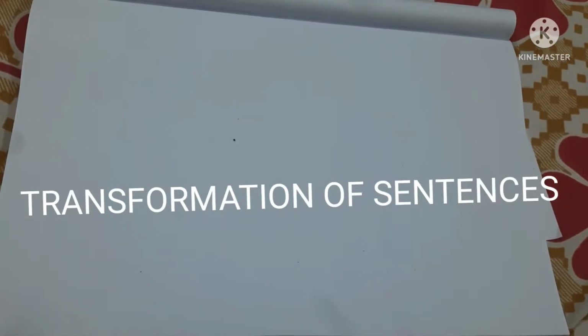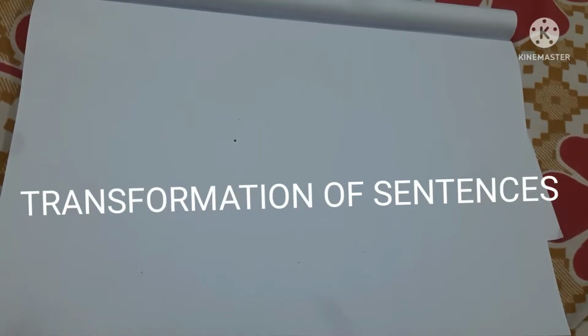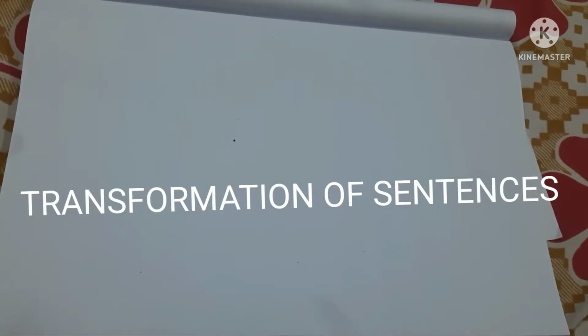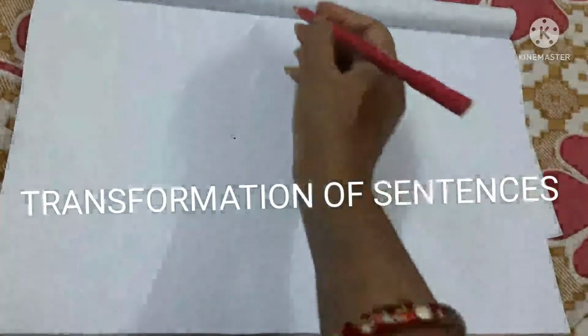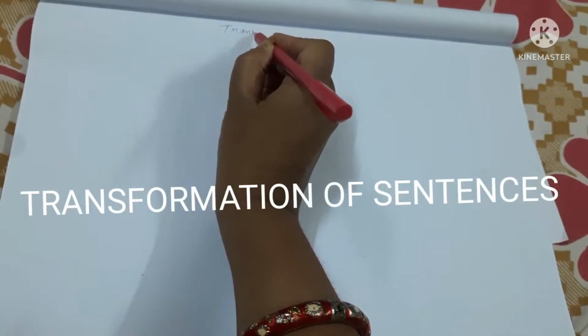So let's start today's lesson where I will be dealing with number 1, remove too; number 2, use of too; number 3, use of hardly had; and number 4, use of in spite of and despite. So let's get started with transformation of sentences, part 2.